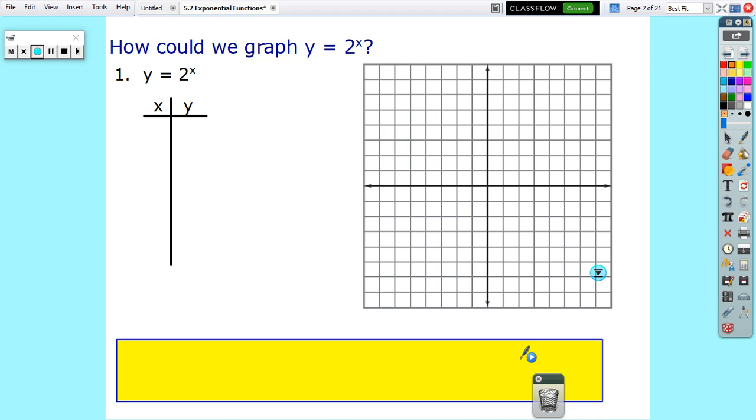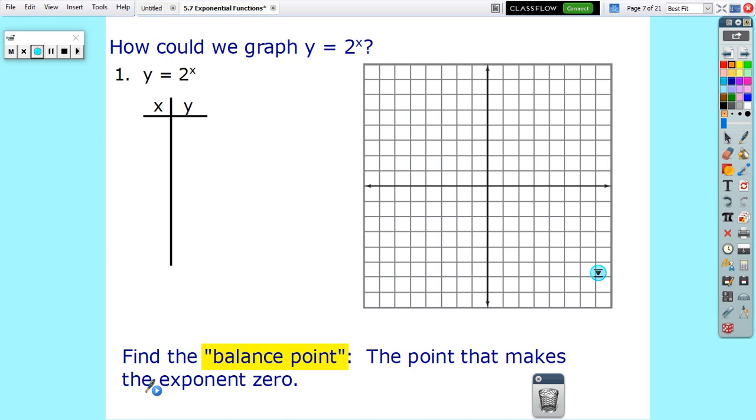So, how can we graph y equals 2 to the x power? If you think back to when you first started learning how to graph equations, we didn't really know anything about y equals mx plus b, so we had to use these xy tables. And again, we don't really know how to graph exponential functions, so we're going to use an xy table.